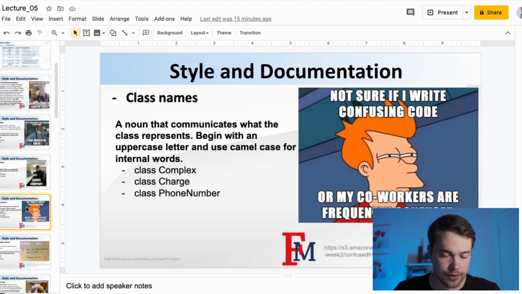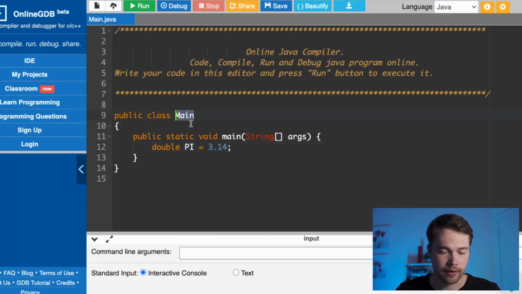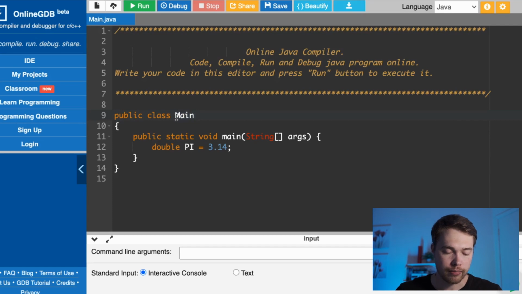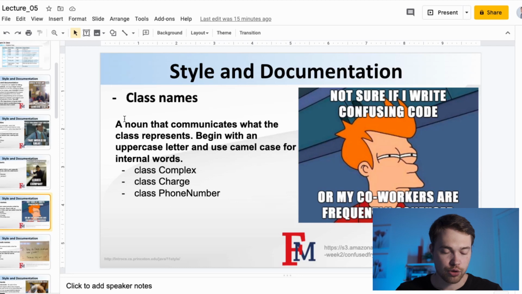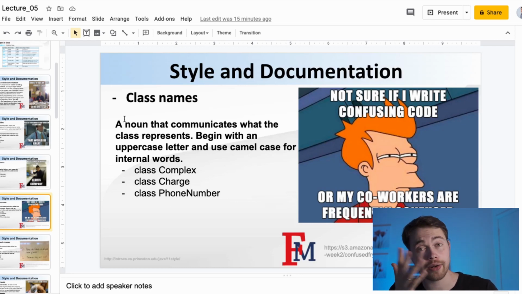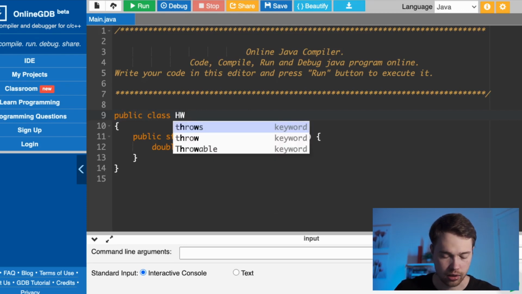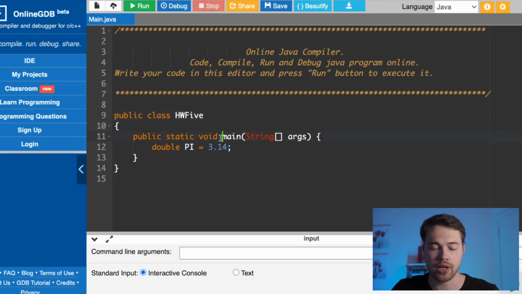Moving on, class names. So what is a class name? The class name is this, like main, right? This particular word. It's like when you, in Eclipse, right click and then choose New and then Class. That's the name of the class. So how to format that word? It should be a noun that communicates what the class represents. In our case, you can just name it homework number 5, HW5, class practice, something like that. Begin with an uppercase letter and use camel case for internal words. For example, class Complex, class Charge, class PhoneNumber. If you want to, you can say HW5 like this, or you can say Homework5, like this.